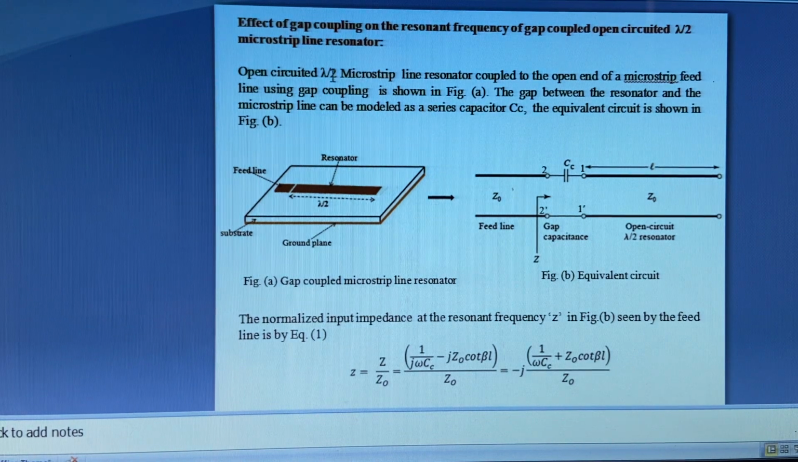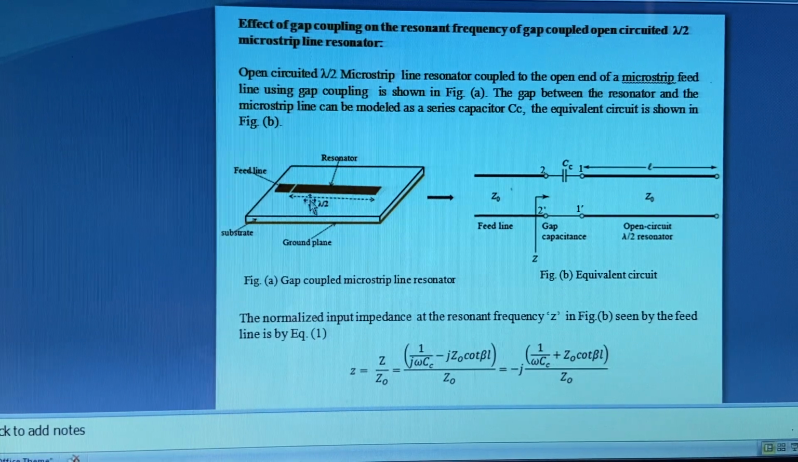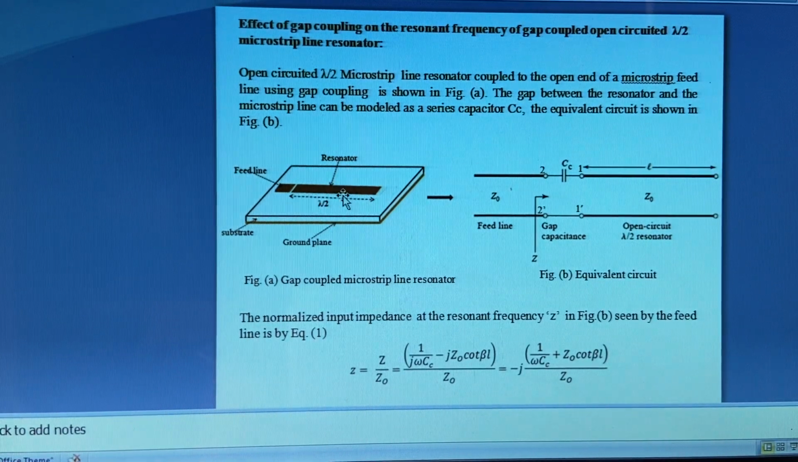Here we consider the effect of gap coupling on the resonant frequency of a gap coupled open circuited lambda by 2 microstrip line resonator. We will now consider an open circuited lambda by 2 microstrip line resonator that is coupled using the gap coupling method. Gap coupling is used to excite the resonator in this case. So this is a lambda by 2 open circuited microstrip line resonator, and the excitation source is connected using this method.